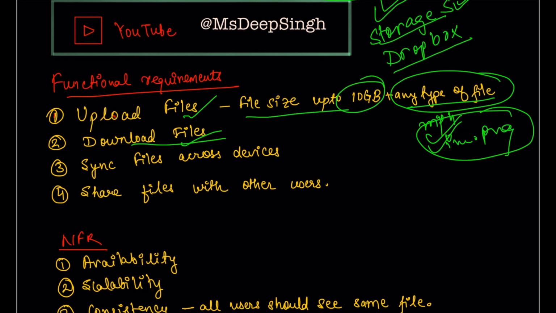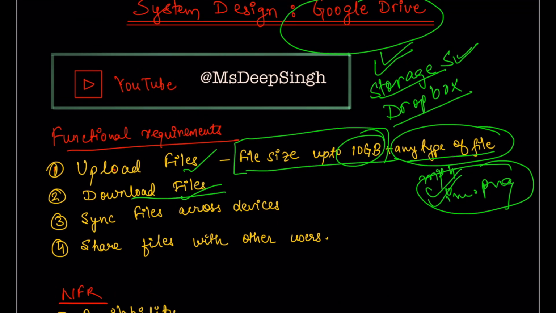Another thing, we are just taking into consideration that the file size is up to 10 GB, but there is no limit as such when you actually upload. If you have the premium version of Google Drive, then you will have storage more than 15 GB as well if you are subscribed to it. Similarly for Dropbox, if you are a premium member, then you can get access to more storage.